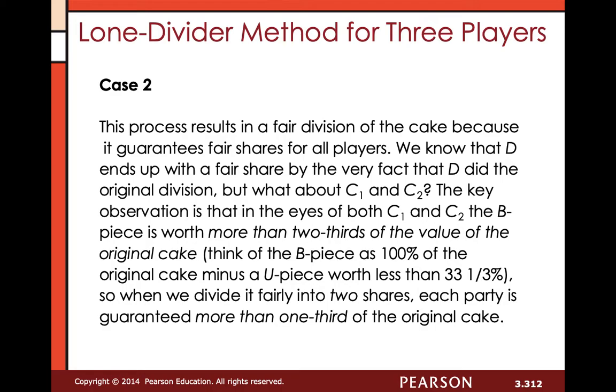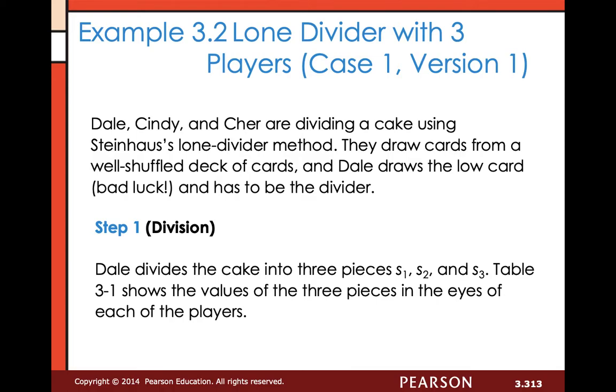This process for case 2 results in a fair division because it guarantees fair shares for all the players. We know that D ends up with a fair share because they had the original division, so they had fair shares right from the get-go. So what about C1 and C2? The key is that in the eyes of both C1 and C2, the B piece is worth more than 2/3 of the value of the original cake. Think of the B piece as 100% of the original cake minus a U piece worth less than 33.33%. So when we divide it fairly into two different shares, each piece is guaranteed more than 1/3 of the original cake.